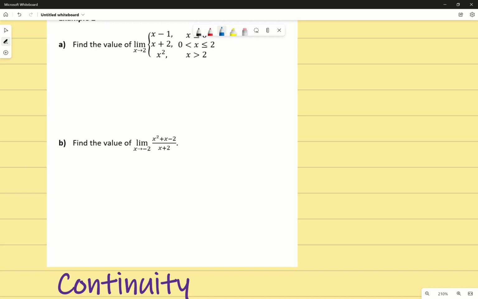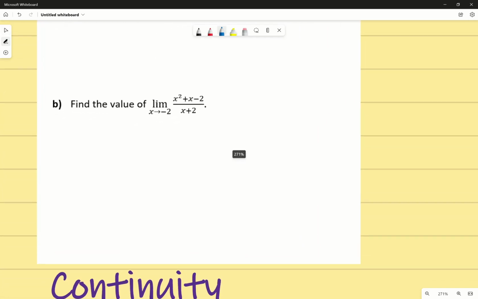So with question B, find the limit where x is approaching -2, where we have x squared plus x minus 2 over x plus 2. Now, what is the problem with me just substituting x equals -2 right off the bat? Why can't I just substitute x equals -2? Because the denominator equals 0. Good, exactly right. If I substitute x equals -2 off the bat, we'd end up with 0 in the denominator and a value of undefined.